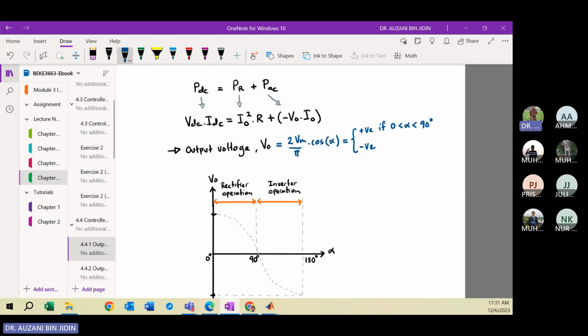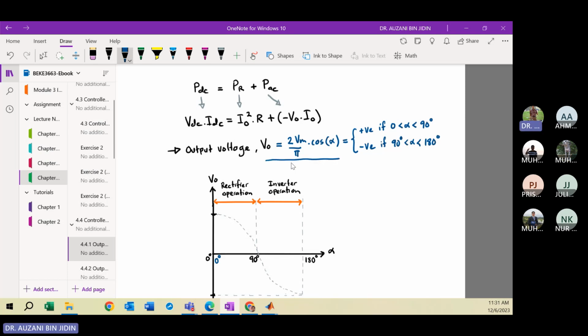And you can get the negative output voltage if you set the alpha between 90 degrees to 180 degrees. Okay, is it right? Let's say you set your alpha to 0 degrees here. So what is the output voltage?